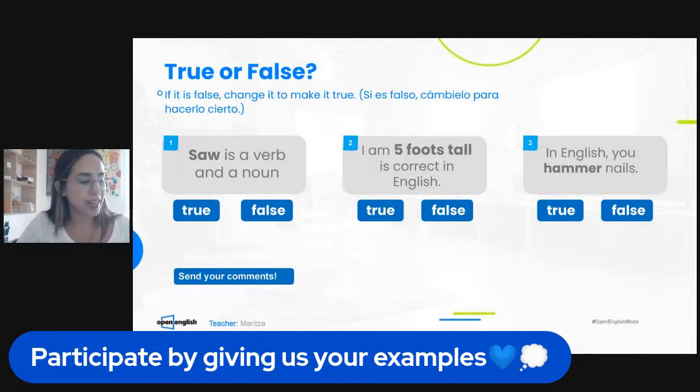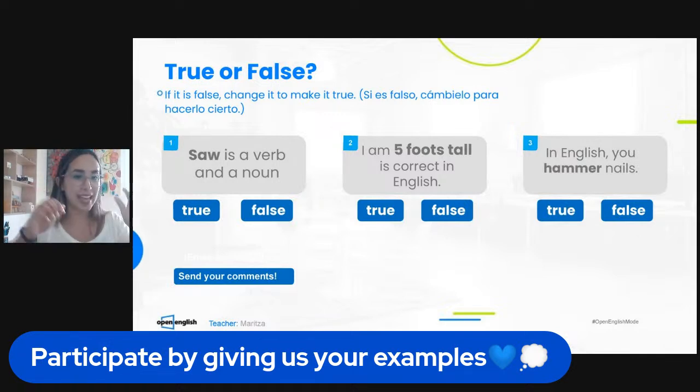What do you guys think over here on Instagram? Number 3, is this true or false? True or false? All right. Chaimaha says this is true. All right. And you guys are correct. Number 3 is true. So here is a little trick. In English, particularly with construction industry verbs, the verb and the noun are the same thing.